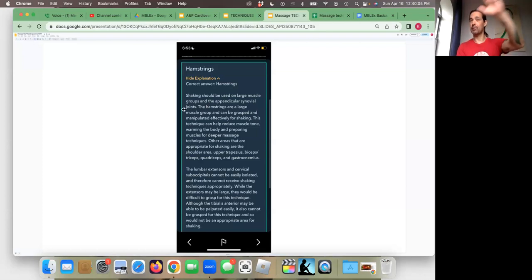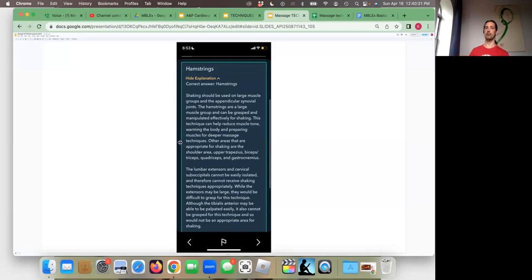Appendicular synovial joints. Remember all the joints that provide the most movement in the body? Those are synovial joints, right? So the fingers, wrist, elbow, shoulder, hips, knees, ankles, and toes. The hamstrings are a large muscle group and can be grasped and manipulated effectively for shaking. This technique can help reduce muscle tone, warming the body and preparing muscles for deeper massage techniques.